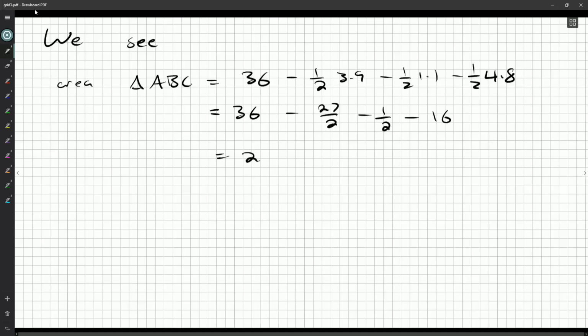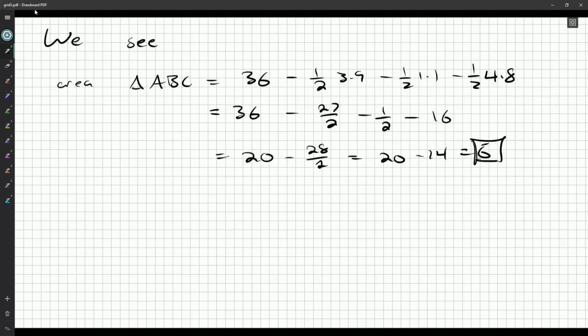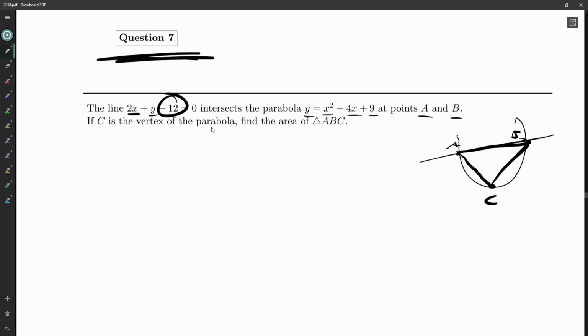So that'll be 20 minus 28 over 2. That'll be 20 minus 14. So the answer should be 6. ABC has an area of 6. And that finishes off question 7 because it had no parts. Right? Nothing else we're missing here. Not at all. Okay. So there we go.